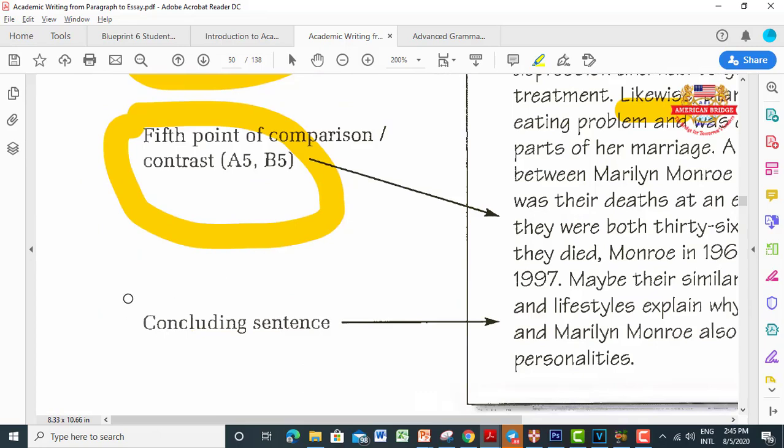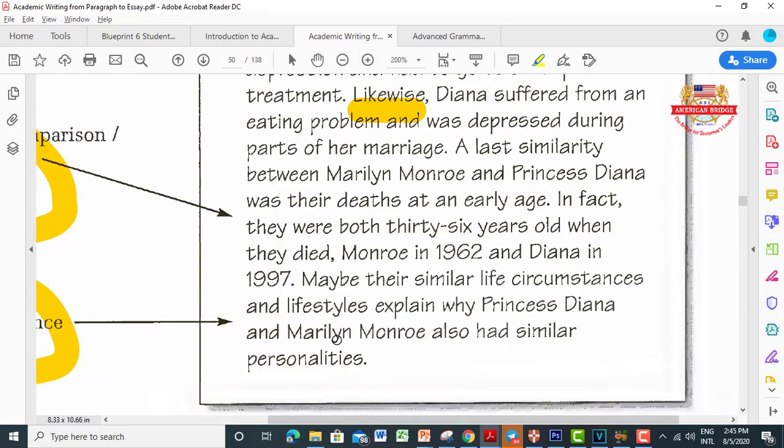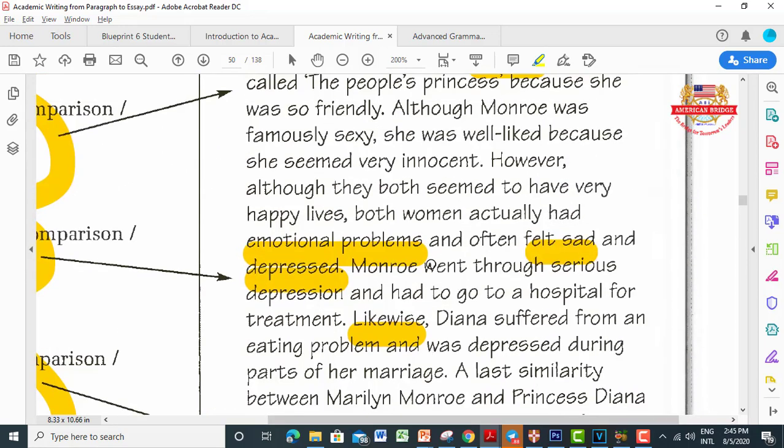So go to the concluding sentence. The concluding sentence: maybe their similar life circumstances and lifestyles explain why Princess Diana and Marilyn Monroe also had similar personality. So we can go back to the meaning of this whole paragraph.